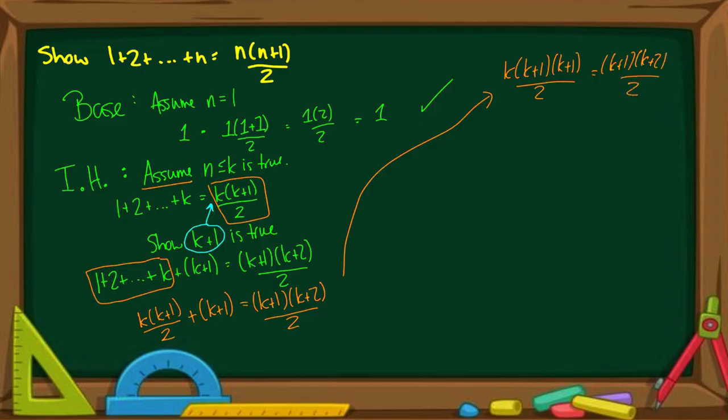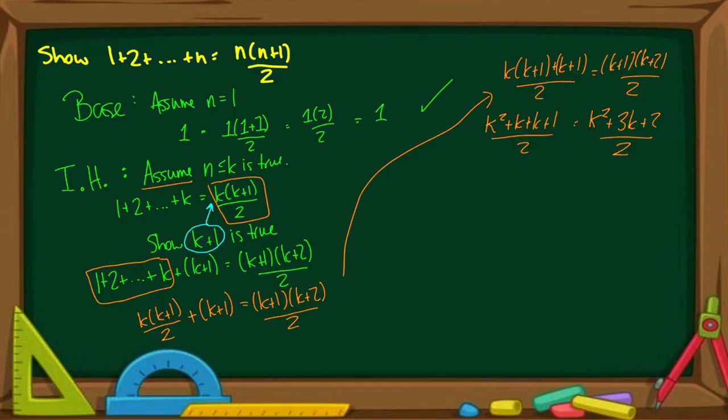Again, I just found a common factor and put it all together. In fact, this would be plus k plus 1. So on the left here, we have k squared plus k plus 1 over 2 is equal to, well, let's factor this out. k squared plus 3k plus 2 over 2.